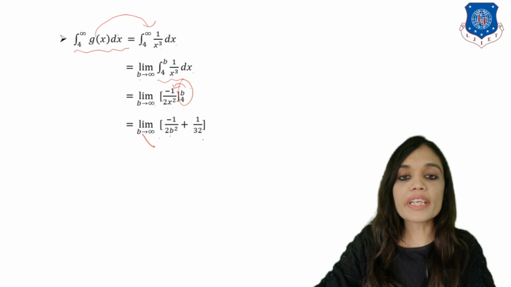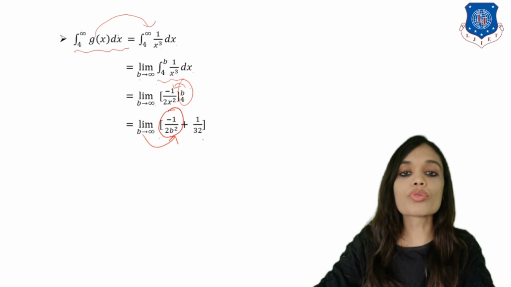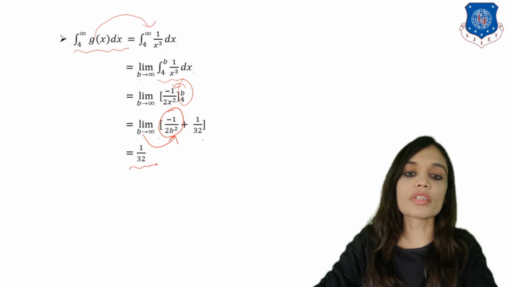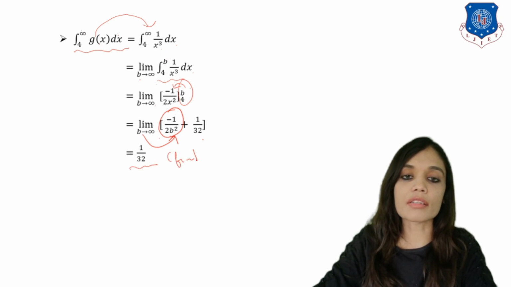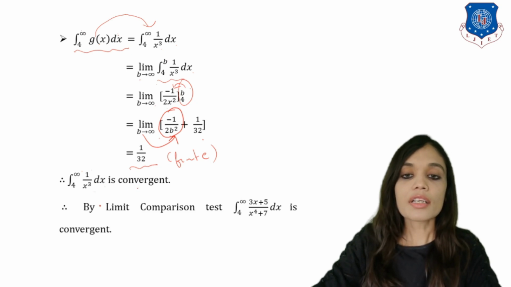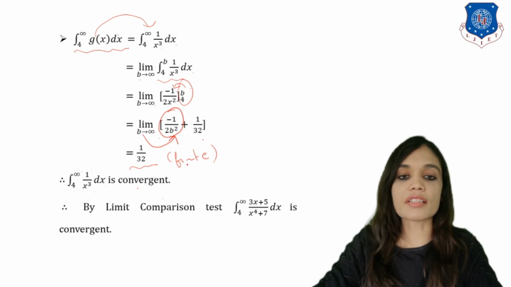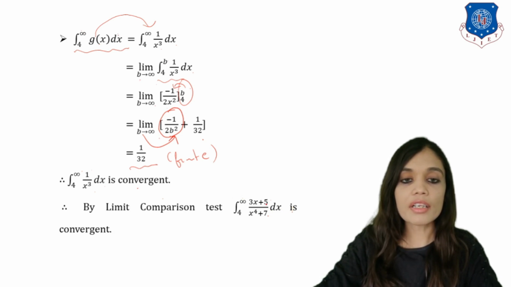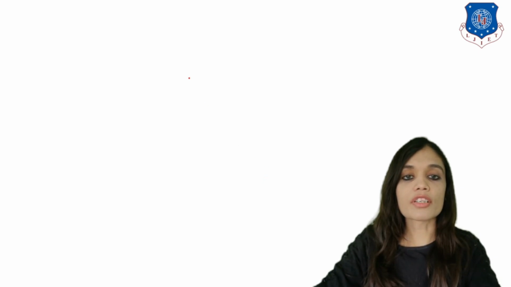Now whenever you put b tends to infinity, this will go to 0, right? So our answer of the integral is 1 upon 32, which is a finite answer, right? So from this what we can say? That our integration 4 to infinity 1 upon x cube dx is convergent, right? Therefore by limit comparison test, integration 4 to infinity 3x plus 5 upon x raised to 4 plus 7 dx is also convergent, right?